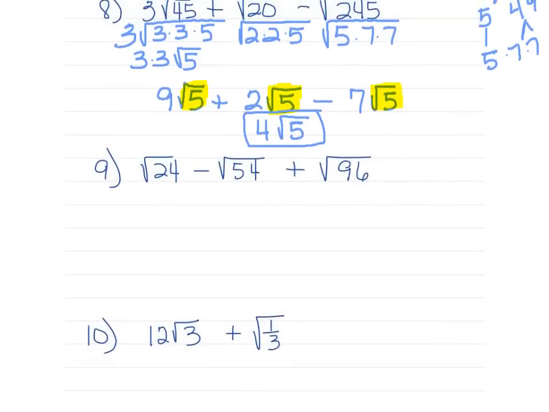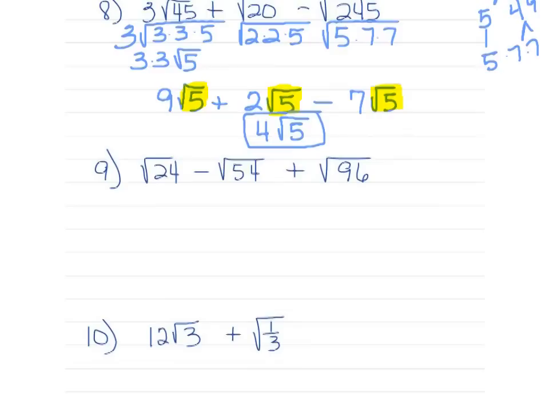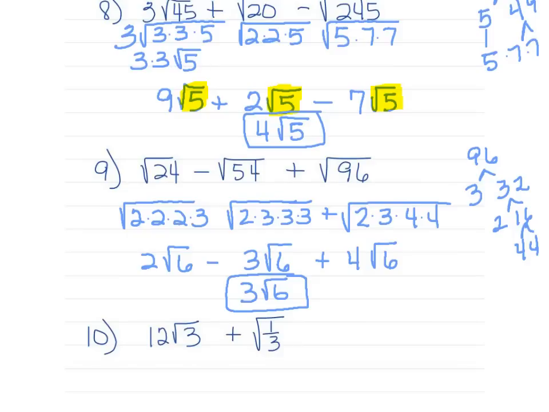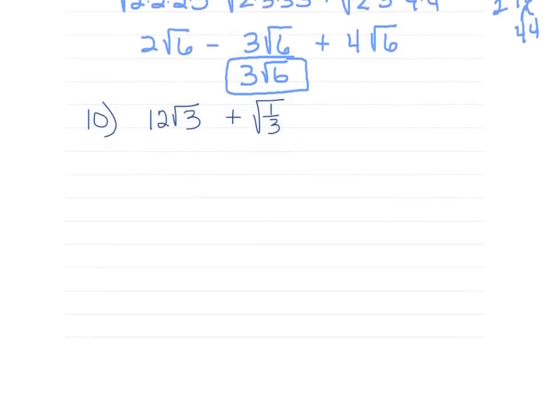Okay, number 9 on your own. Pause the video now and work on that one. So number 9 is 3 radical 6. Okay, let's work on 10 together.